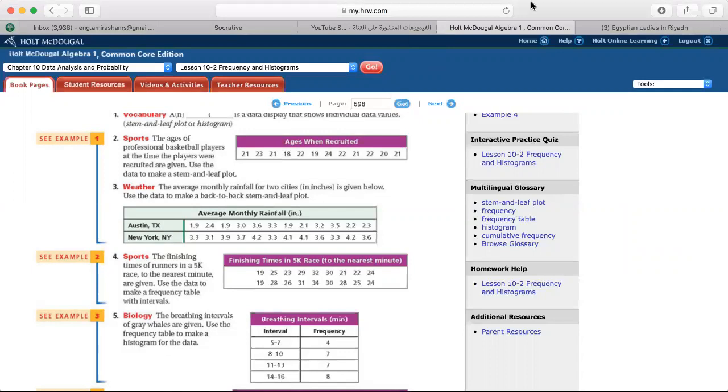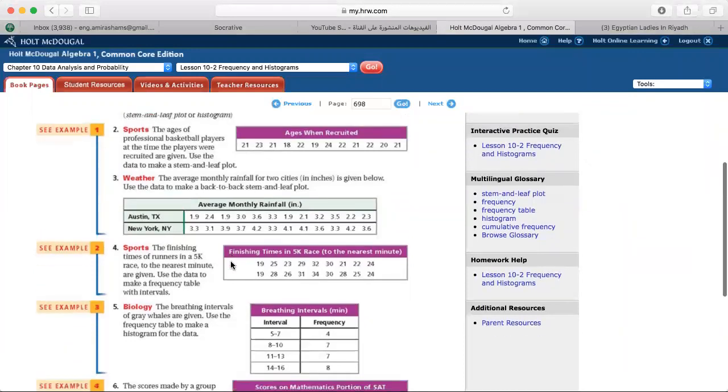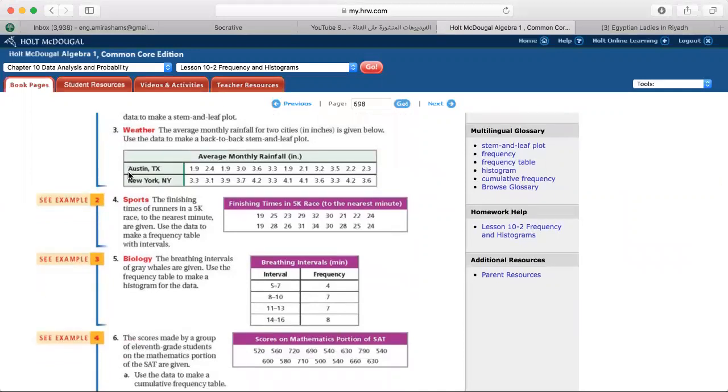We want to make a back-to-back one together. So teacher, the key, we will choose it. Yes, Aya, we will choose the key by ourselves. Each girl can choose a different key than the other girl. Okay, we will choose this one, number 3. The average monthly rainfall for 2 cities in inches is given below. Use the data to make a back-to-back stem and leaf plot.